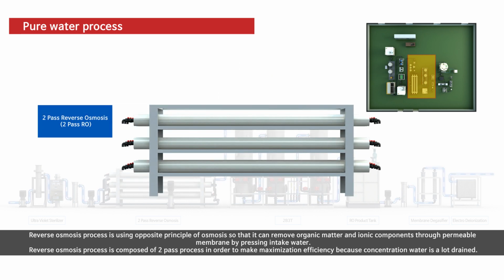The reverse osmosis process is the underlying process of the pure water process. This technology can remove organic matter, ion components, etc. by reversely using osmosis pressure, which happens from the concentration difference between permeable membranes. The reverse osmosis process drains a lot of water as concentration water, so it is composed of a two-pass process to maximize efficiency.